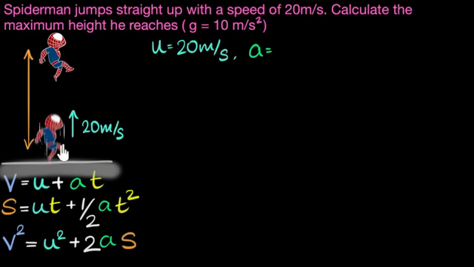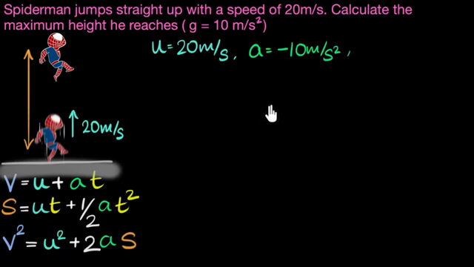Well, this time, as Spider-Man goes up, he slows down, right? He slows down. As a result, he's losing velocity. And since he's losing velocity, the acceleration becomes negative. It's a deceleration, right? So the acceleration becomes minus 10 meters per second squared. Again, that's the important part over here.